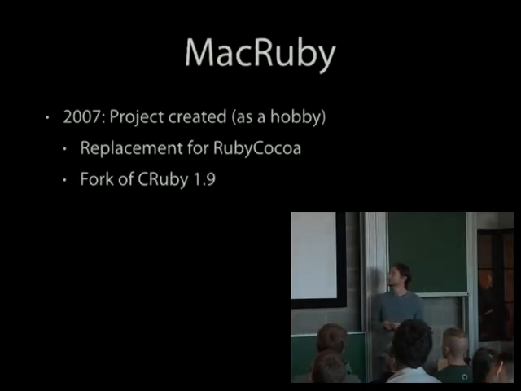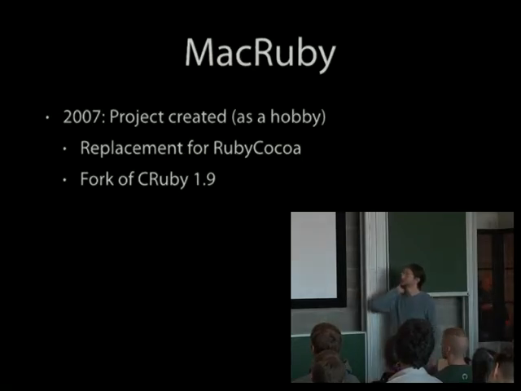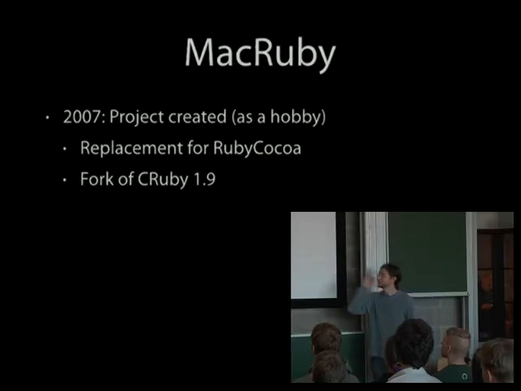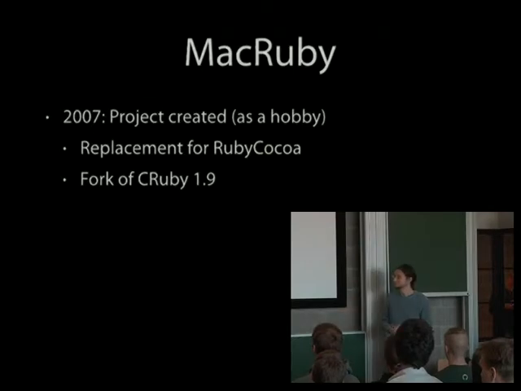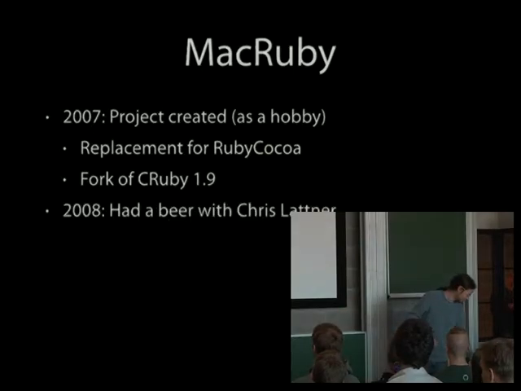I decided to actually try to re-implement Ruby, but using the Objective-C runtime instead. So no more bridge, so it should be faster, right? So in 2007, I created that project, MacRuby, and it started as a fork of CRuby 1.9, and CRuby 1.9 was the latest implementation of Ruby, and I just removed the object model and replaced it with the Objective-C runtime, and it worked. And that was great.